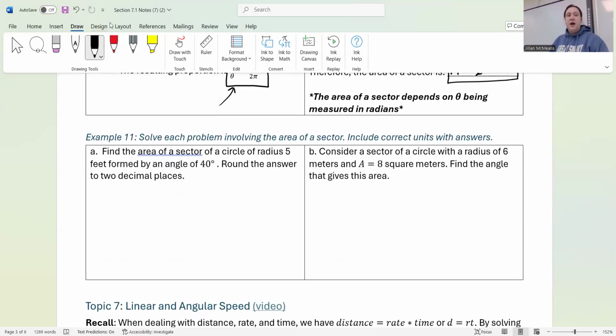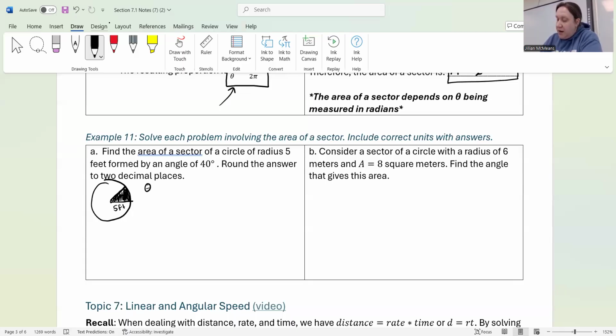Part A says: find the area of a sector of a circle with a radius of 5 feet formed by an angle of 40 degrees. Round the answer to 2 decimal places. So let's envision what's happening here. We have a circle with a radius of 5 feet, and an angle that's approximately 40 degrees. We want to know the area of this sector right here.